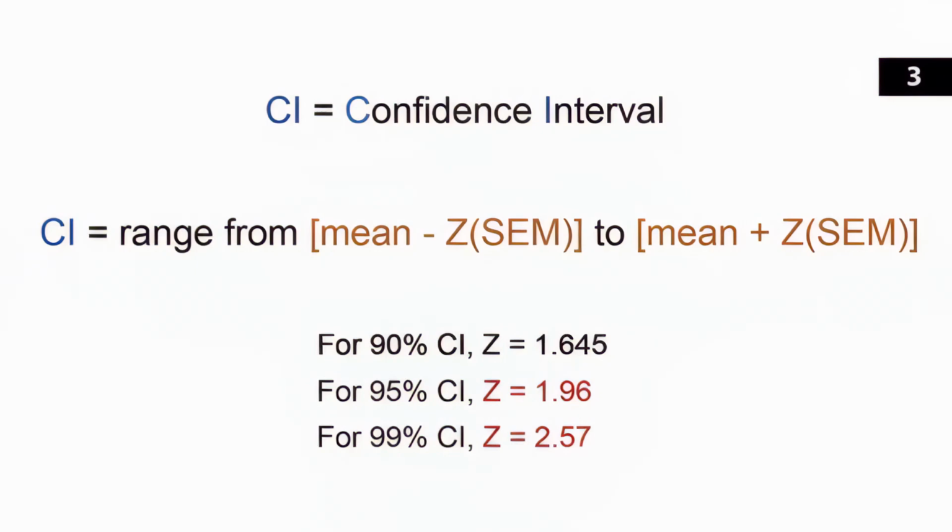The confidence interval is equal to the mean plus or minus z times the standard error of the mean. Now, what is z? It depends on which confidence interval you're trying to calculate. For a 90% confidence interval, z is 1.645. For a 95% confidence interval, z is 1.96. And for the 99% confidence interval, z is 2.57.